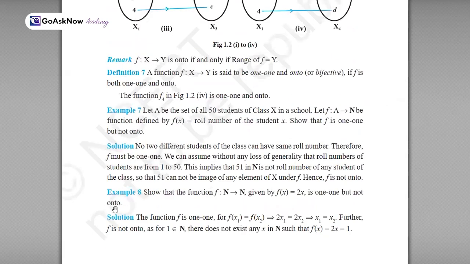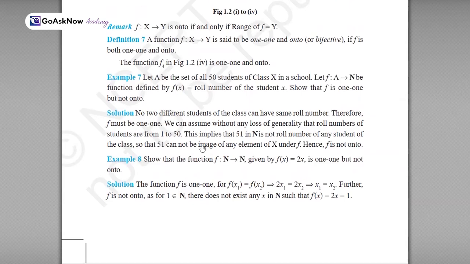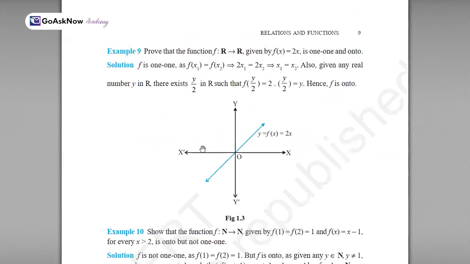Example 8 you can do by yourself because it is similar to example 7 which I told you. I hope that you can do it by yourself, and it is an easy question. Okay. Let's move to the next example.